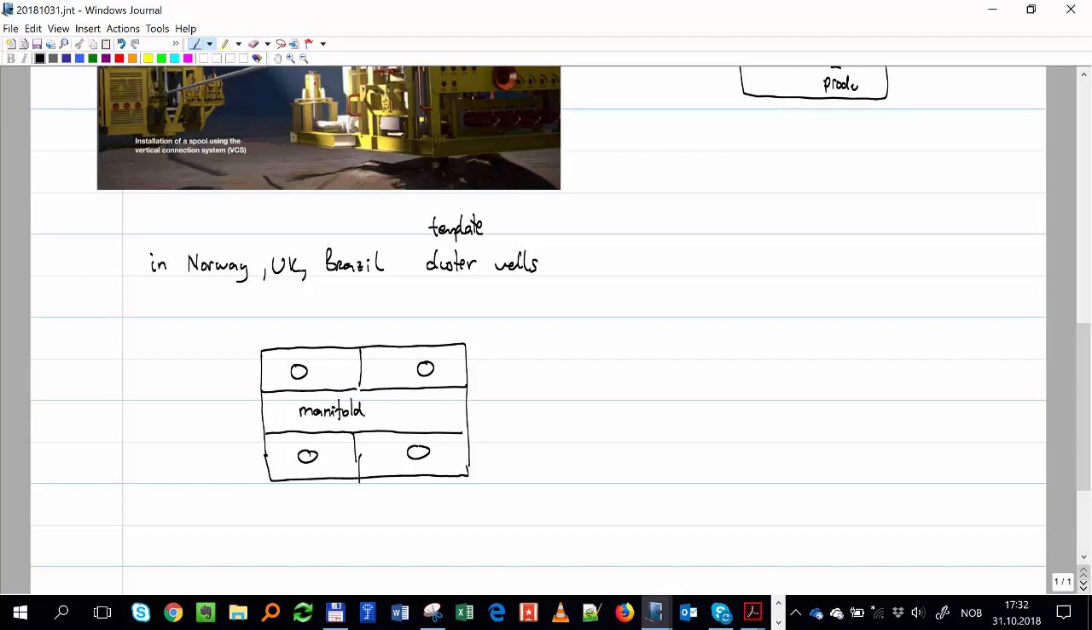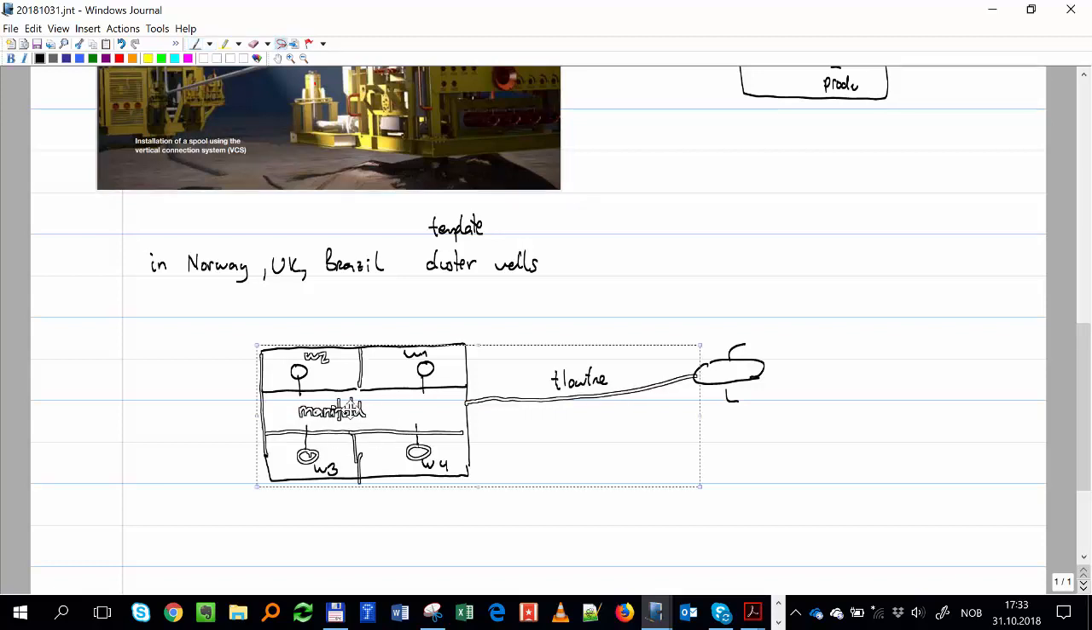So I'm going to show you very soon a picture. And here is where you connect the flow line that goes to the FPSO or to the separator. And that will be well 1, well 2, well 3, well 4. And all of them are connected to this manifold. And what do you have in this manifold? The header. Okay, now you're getting either brainwashed or you are understanding the idea.